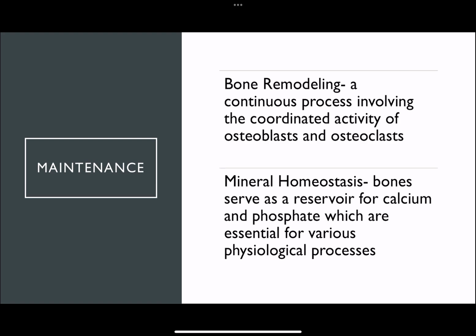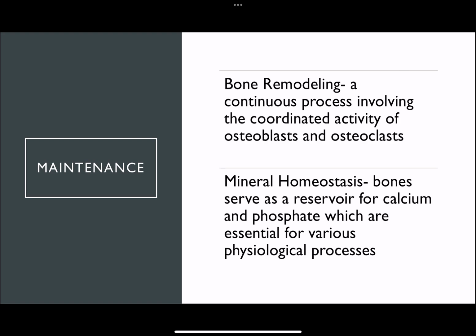done through two things, bone remodeling and mineral homeostasis. Bone remodeling is a continuous process involving the coordinated activity of osteoblasts and osteoclasts. This allows the bone to adapt to changes in mechanical stress, repair microdamage, and maintain mineral homeostasis. Mineral homeostasis is where bones serve as a reservoir for calcium and phosphate, which are essential for various physiological processes. This helps regulate the levels of the minerals in the bloodstream by releasing them from bone tissue or depositing them back into bone tissue as needed.